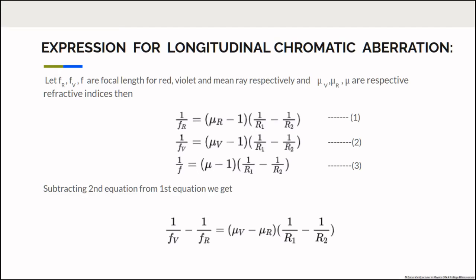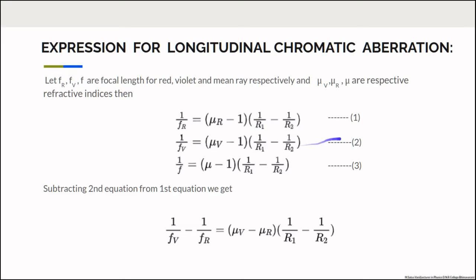Consider a lens of mean focal length f, and let FR and FV be the focal lengths for violet and red, with mu V and mu R the respective refractive indices. Then according to Lensmaker's formula, for red rays, 1 by FR is equal to mu R minus 1 into 1 by R1 minus 1 by R2.